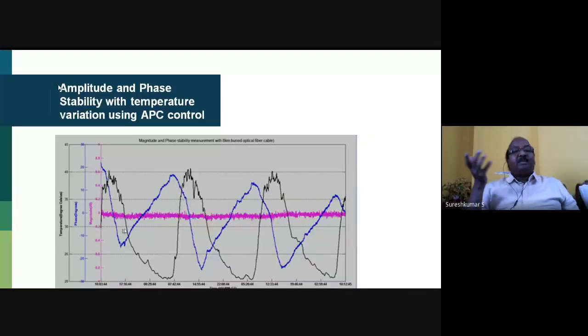Then coming to the phase stability, which is another parameter, you can see the system with only the APC control. The temperature curve is the black curve, and the pink-blue curve is the phase variation. You can see that the phase also ramps along with the temperature variation. Of course, there is a shift due to the time constant, but the magnitude is constant. You can see that the RF magnitude is constant. What we are talking about is the amplitude and phase of an RF signal. The pink curve has a constant amplitude, or constant magnitude, with the APC control, but we have not achieved the phase stability.